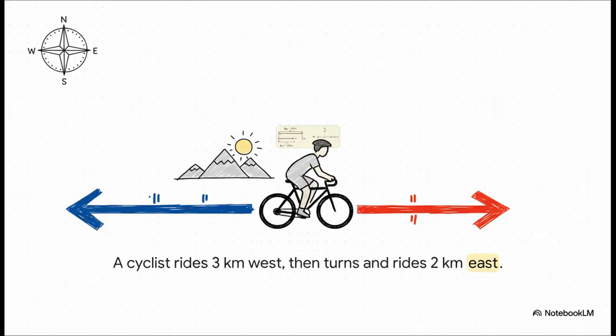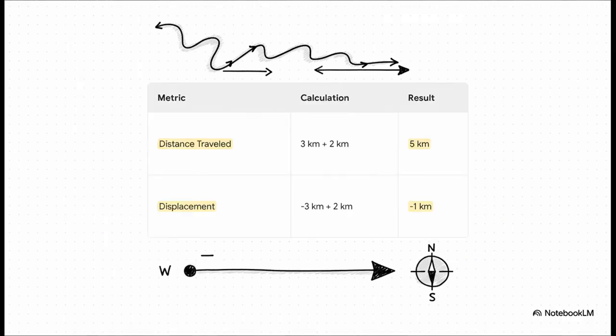Let's imagine this cyclist. She starts out, rides 3 kilometers west, then stops, turns completely around, and rides 2 kilometers back to the east. Let's break down that little trip. Okay, now look at this. The total distance she traveled, that's easy. It's the whole path she took. 3 kilometers out plus 2 kilometers back. That's 5 kilometers. Simple.